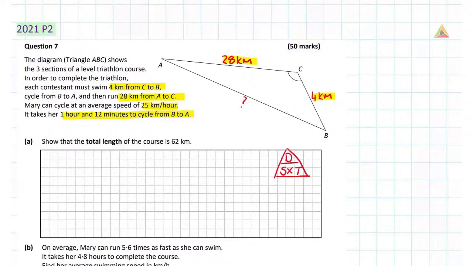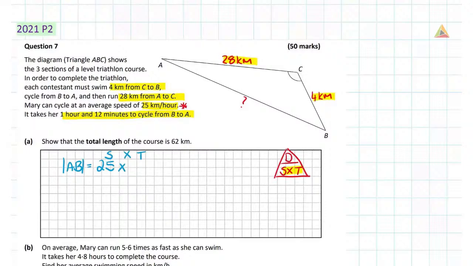But what we do know is that the speed she can cycle at is 25 kilometers per hour, and we also know that the time it takes her is 1 hour and 12 minutes. So using Dad's silly triangle, your distance is going to be speed times time. So taking my speed of 25, my distance AB is what I'm looking for. It's going to be my speed times my time, and 1 hour 12 minutes. Sorry, that should be a multiplication symbol.